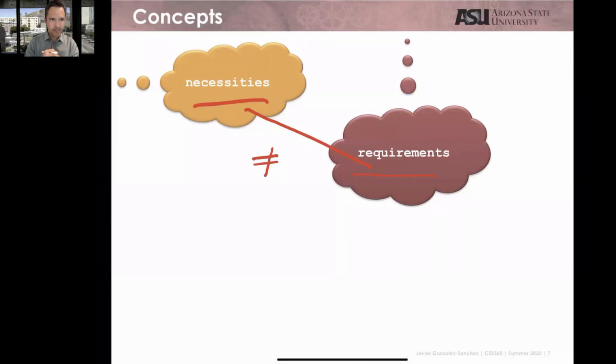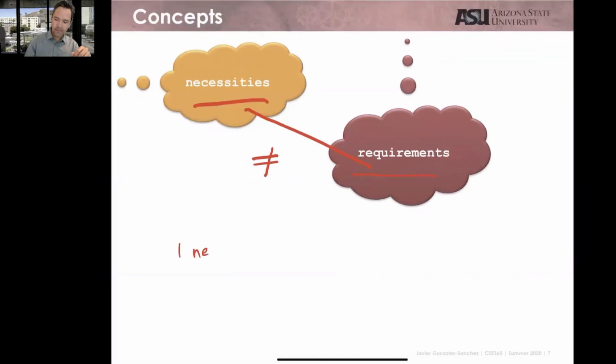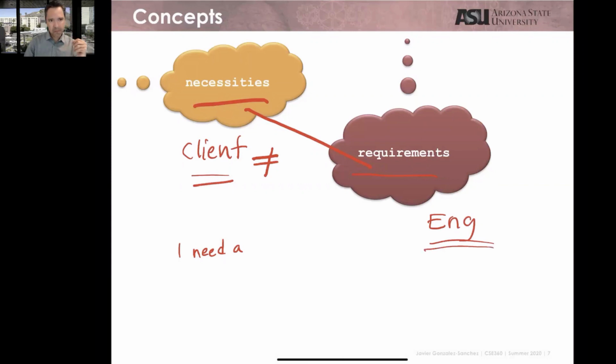Any idea? First difference, and I agree with you, the necessities are defined by the customer, the client. The requirements is something defined by the engineers. Yeah, that is correct.